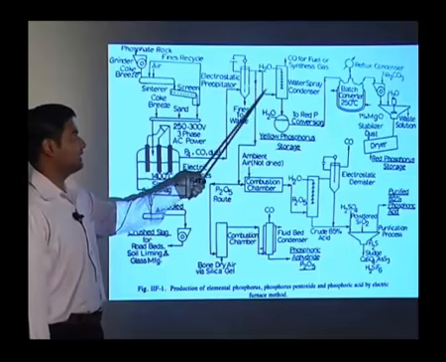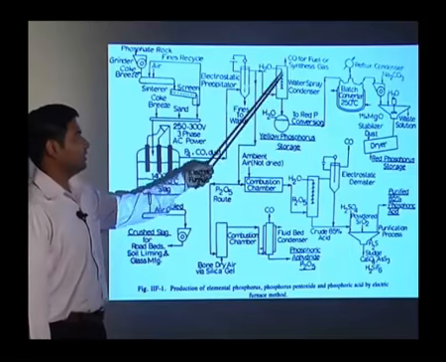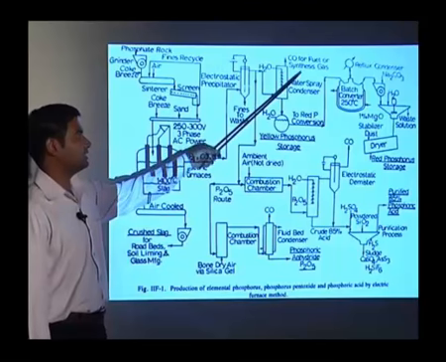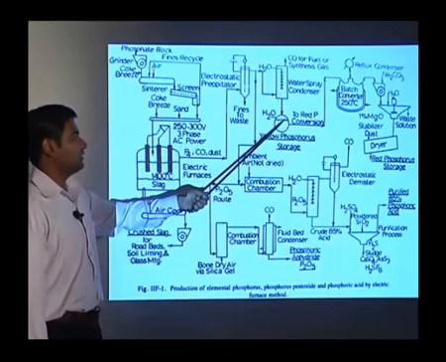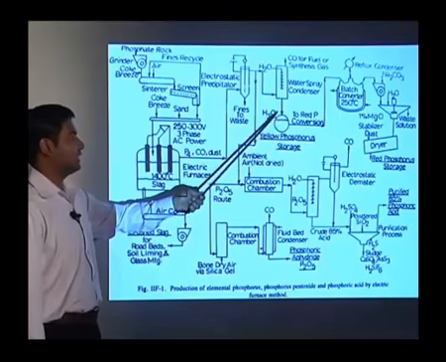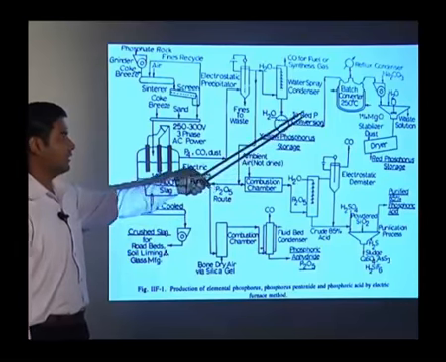The CO we will send to fuel or synthesis gas. Then we cool down and get the yellow phosphorus that we can store, or we can send it for the red phosphorus conversion.